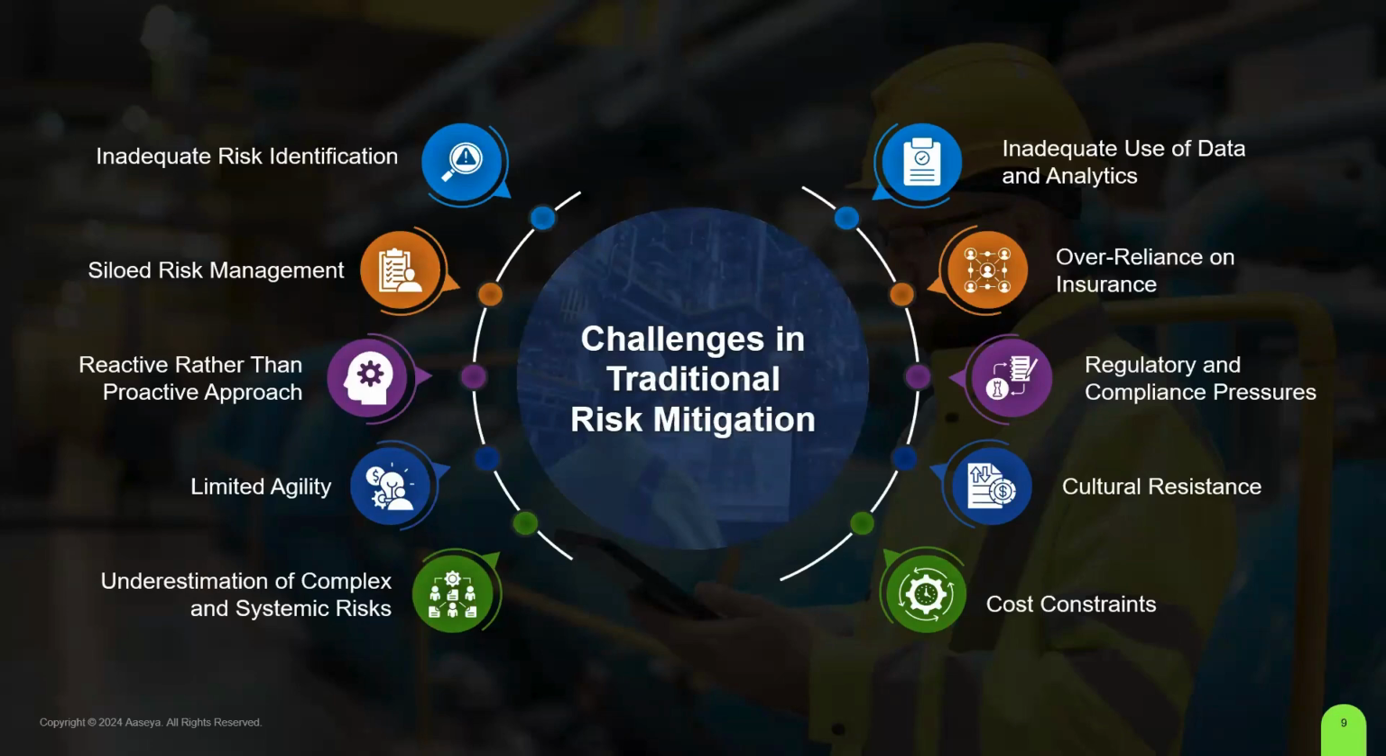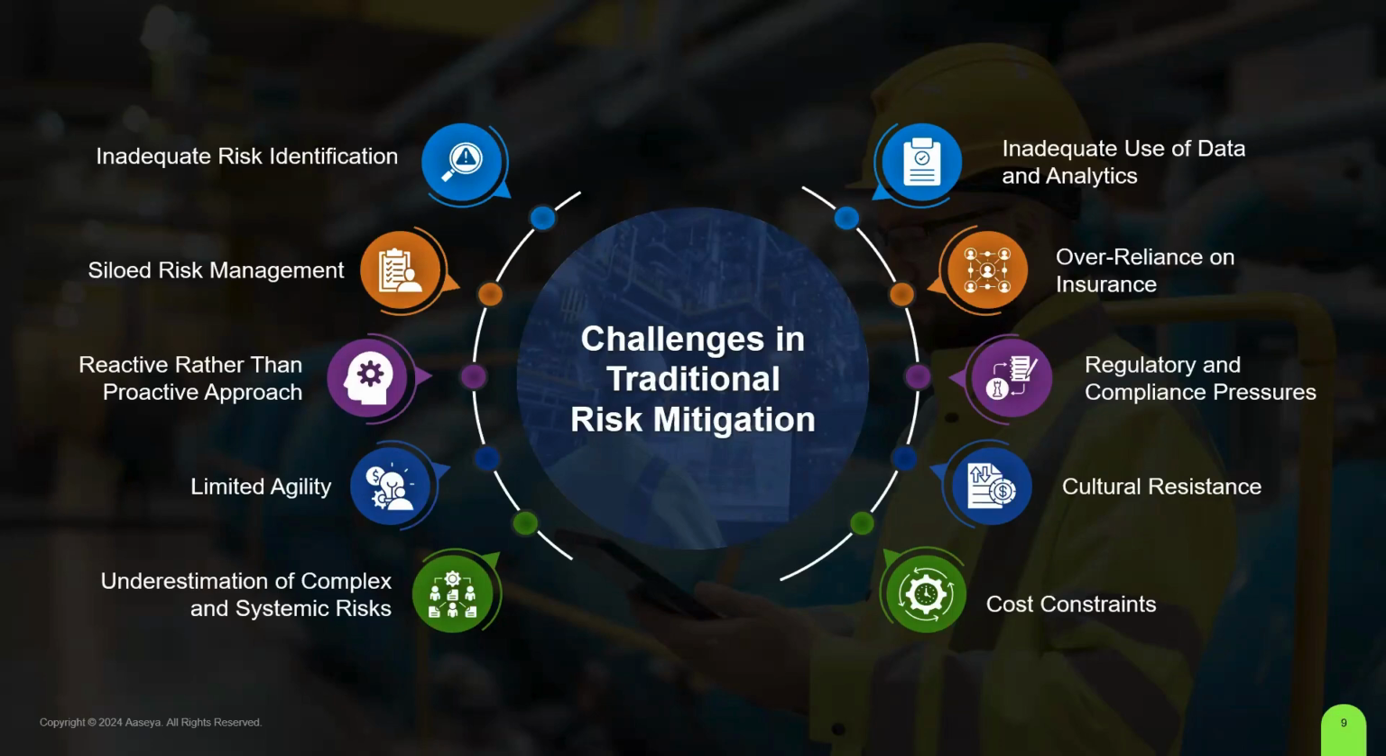Six, inadequate use of data and analytics. Traditional risk mitigation frameworks often fail to fully utilize data analytics, artificial intelligence, and machine learning to predict and assess risks dynamically. Without agile use of data, organizations cannot quickly adapt their risk assessments based on the latest information, leaving them exposed to preventable risks.